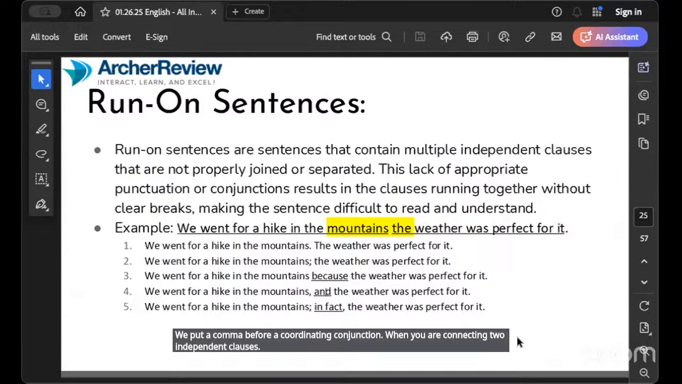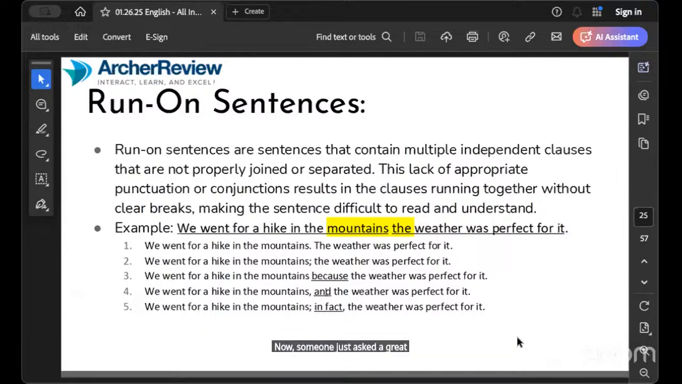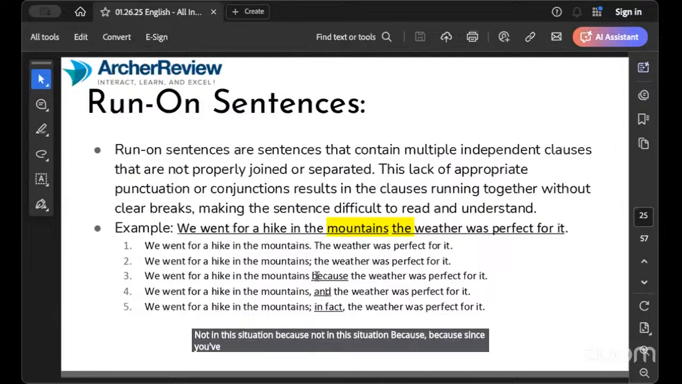Now, someone just asked a great question. Wouldn't you need a comma before "because"? Not in this situation, since you've used the subordinating conjunction in the middle of the sentence as the connector between an independent clause that comes first, followed by a dependent clause. No, you would not have to put a comma here.